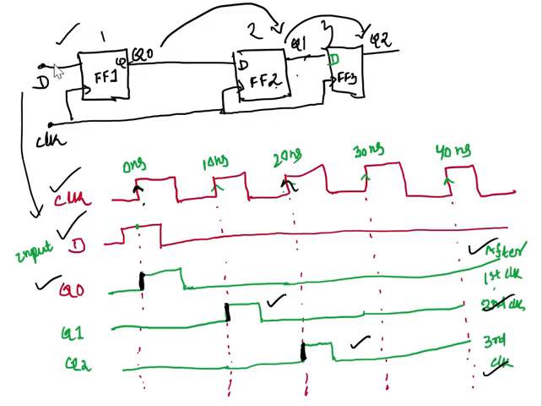So when the first clock comes, we get Q0, second clock Q1, and third clock Q2. When we get Q1, at that time Q0 will be 0, and when we get Q2, at that time Q1 will be 0 and Q0 will be 0, okay?